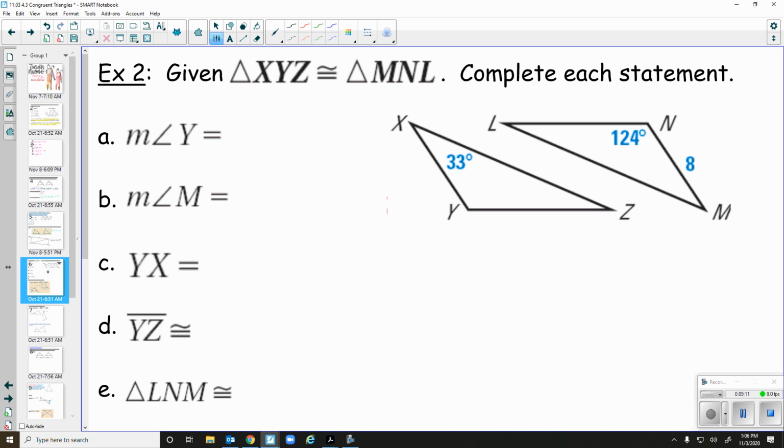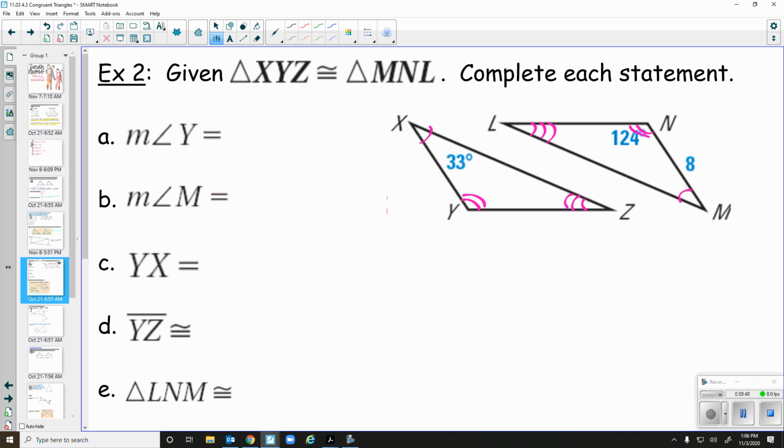Okay. So on that next part, for that example, it gives you the congruency statement, and then there's no marking, so I'm going to go through and mark it. So X, Y, Z, and then M, N, L. That way it's already marked. It helps me keep things organized. If you don't need to, then don't do it. But it's helpful to do it.